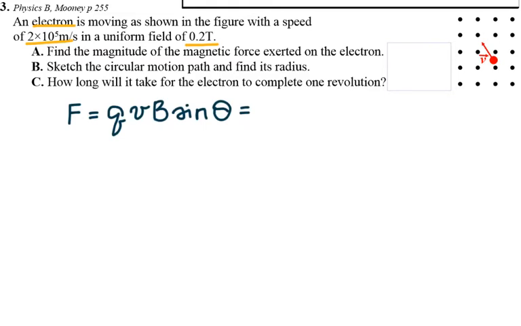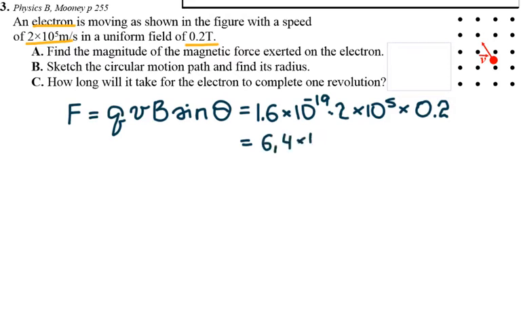in my formula. So then for the electron, the charge is 1.6 × 10^-19. The velocity of the electron is 2 × 10^5. And the magnetic field is 0.2. And sine of 90 is 1. So if I plug in all these numbers, I will get the magnitude of the force. Magnitude means the strength of the force, equal to 6.4 × 10^-15 newtons. So that is the force acting on the electron by the magnetic field.